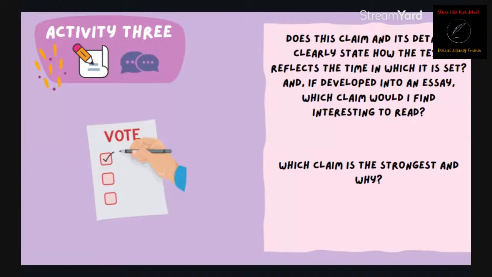Does this claim and its details clearly state how the text reflects the time in which it is set? And, if developed into an essay, which claim would I find interesting to read? Next, the students use those same questions to help them individually vote on the top 2 claims. Afterward, the class discusses their votes, responding to the question, which claim is the strongest and why?